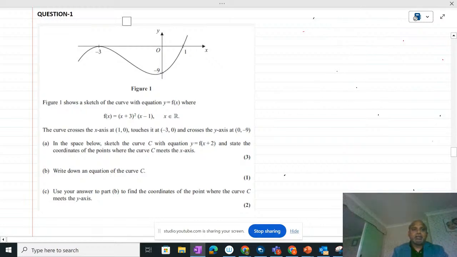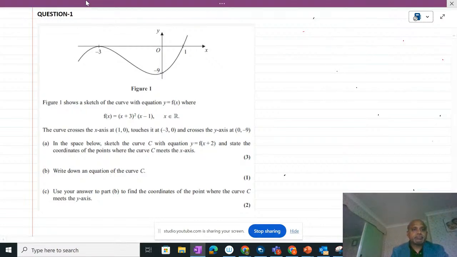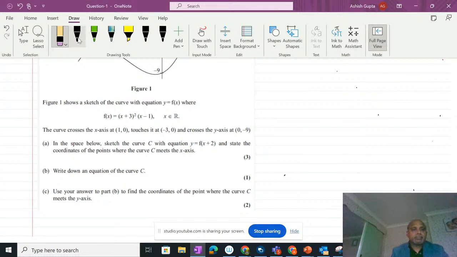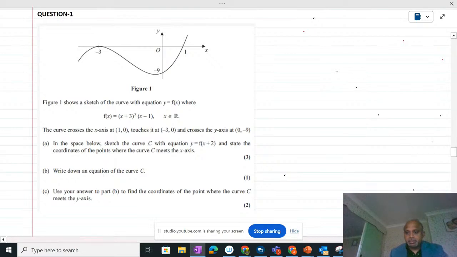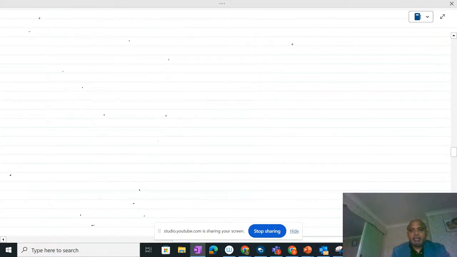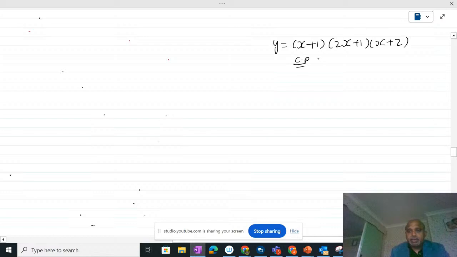So let's take one more question. If it is y equal to (x plus 1)(2x plus 1)(x plus 2), first you need to find the critical points. I'm writing CP, which stands for critical point. So x plus 1 equal to 0 gives x equal to minus 1. From here, you get x equal to minus 1 by 2. And from here, you get x equal to minus 2.